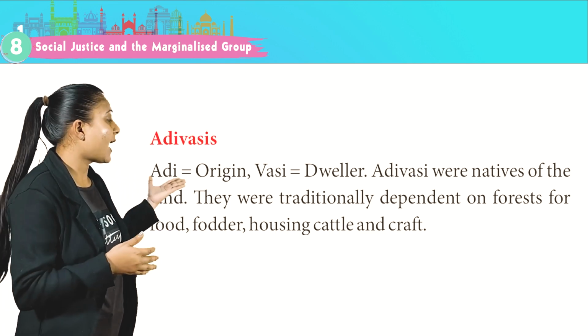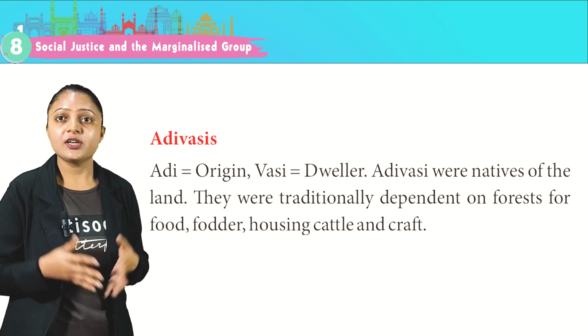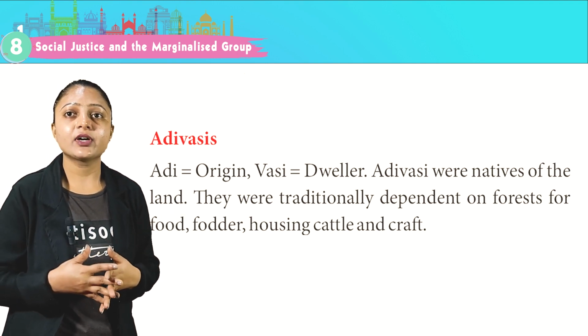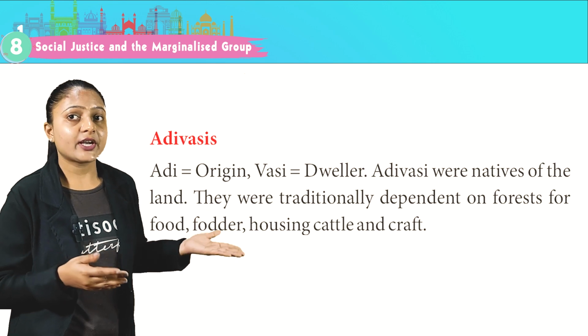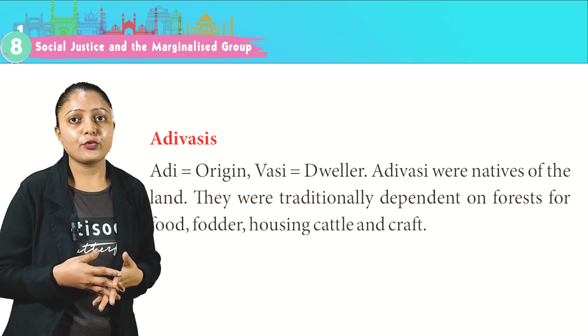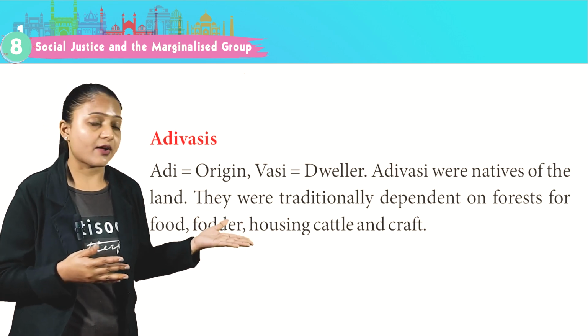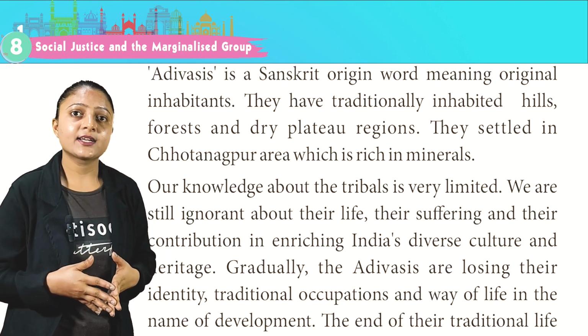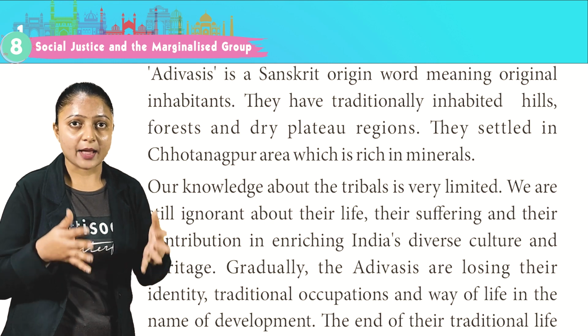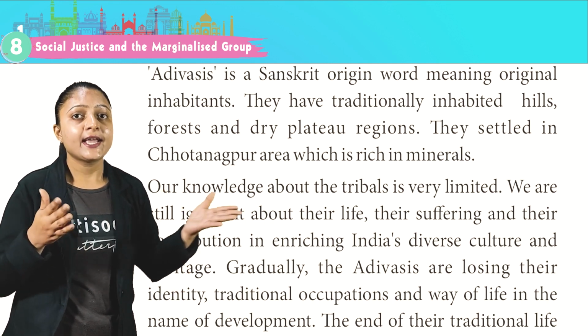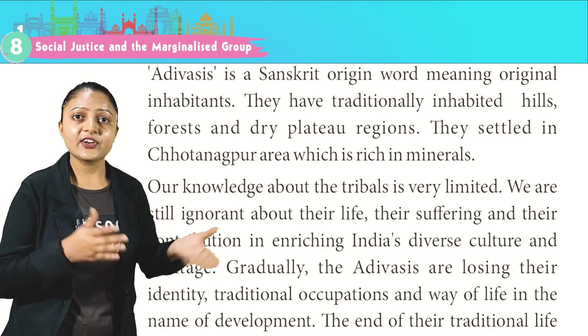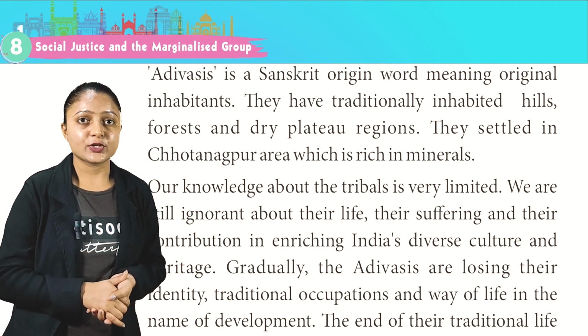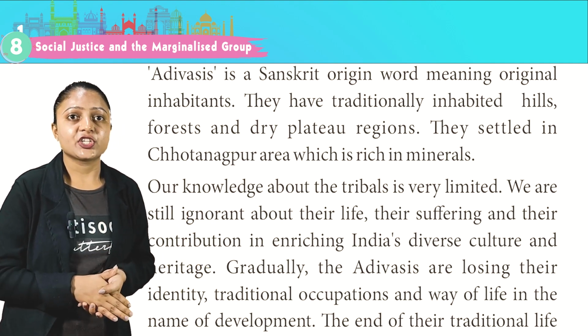Adivasis. Adi, origin; Vasi, dweller. Adivasis were natives of the land. They were traditionally dependent on forest for food, fodder, housing, cattle and craft. This is the image of Adivasis. Adivasi is a Sanskrit origin word meaning original inhabitants. They have traditionally inhabited hills, forest and dry plateau regions. They settled in the Chota Nagpur area, which is rich in minerals.